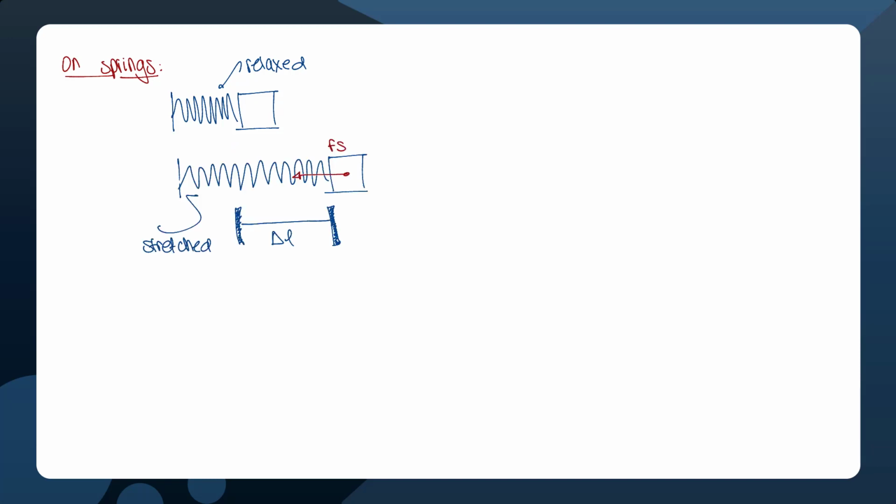Let us now talk about springs. Let us imagine a box which is attached to the wall through a spring, which is initially relaxed. Now if we stretch that spring a certain distance delta L, we know that whenever a spring is being stretched, it develops a force. The value of this force is equal to K times delta L, where K is the stiffness of the spring and delta L is the displacement from the rest position.